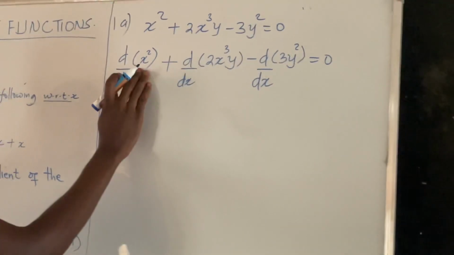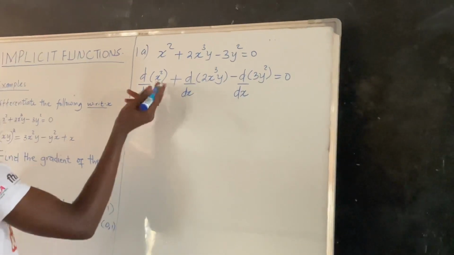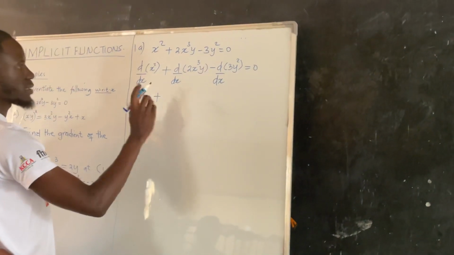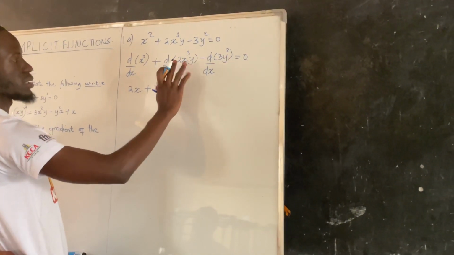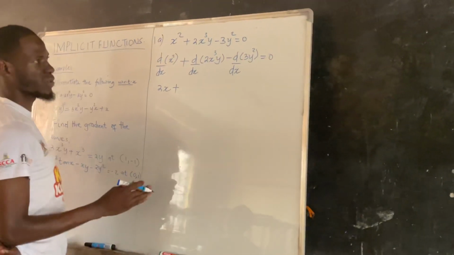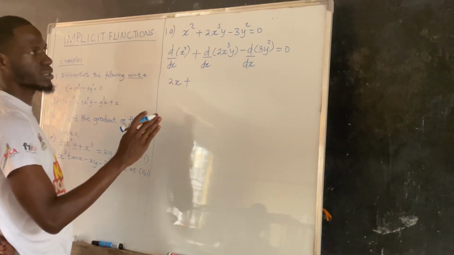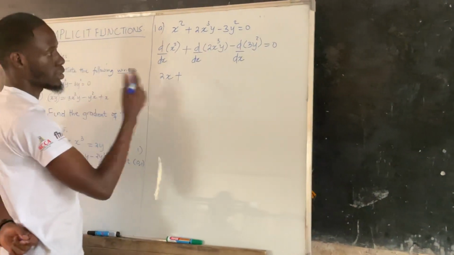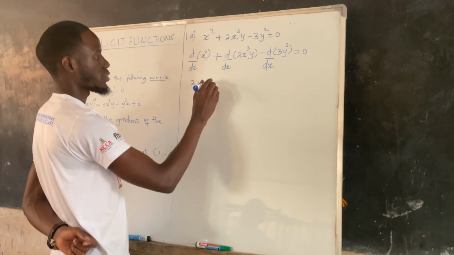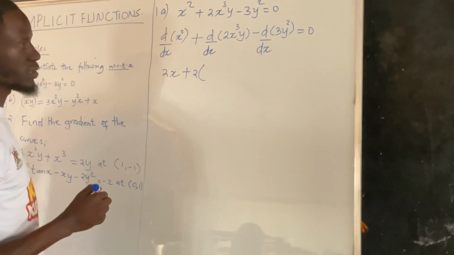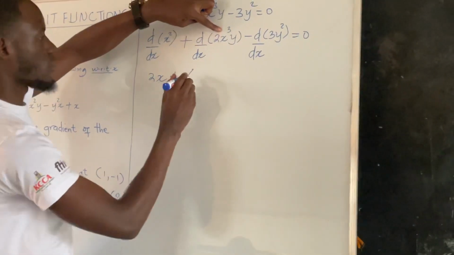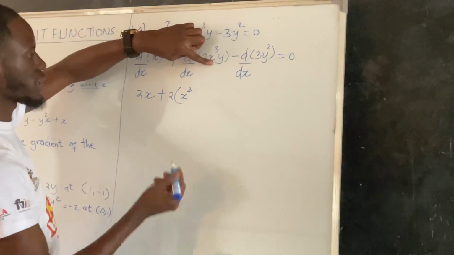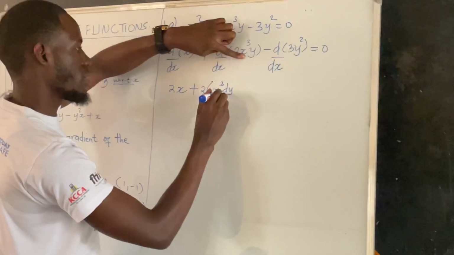Now, when you differentiate x squared, as we saw in our previous videos, we drop the power and reduce the power by 1, that is 2x, plus. Now, differentiating this one, it's a product. For you to differentiate a product, it is simply u dv dx plus v du dx. The previous videos have it. So we have our 2 as a constant, we can leave it outside. So we keep x cubed constant. We differentiate y with respect to x, so that one gives us a dy dx.